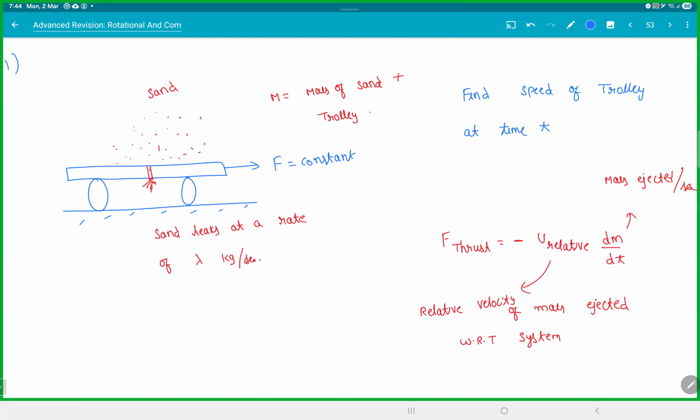Normal is also acting on the sand. We are talking about horizontal momentum. Why are you talking about vertical normal? Sand is also part of the system. Yeah, sand is also part of the system. So, right, Aditya. Yeah, so here is the catch.